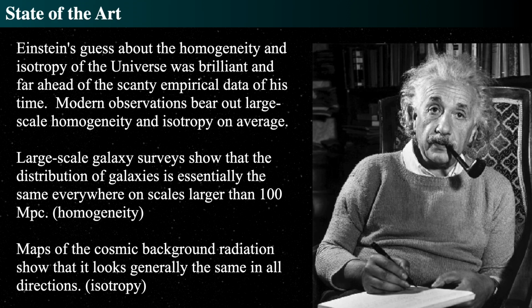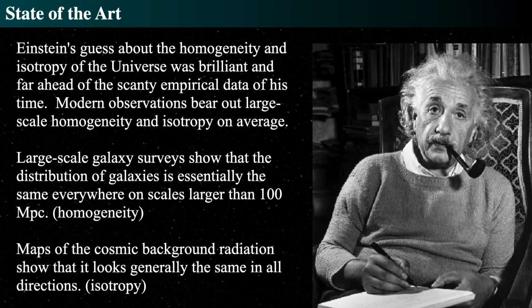assume homogeneity and isotropy in order to use general relativity to have any discussion about the nature of the cosmos. So he guessed that it was homogeneous and isotropic, and it was big. And modern observations do bear that out, as we discussed previously. Those galaxy surveys, such as APM, show that the distribution is basically the same everywhere on scales larger than about 100 megaparsecs. So there's the homogeneity.